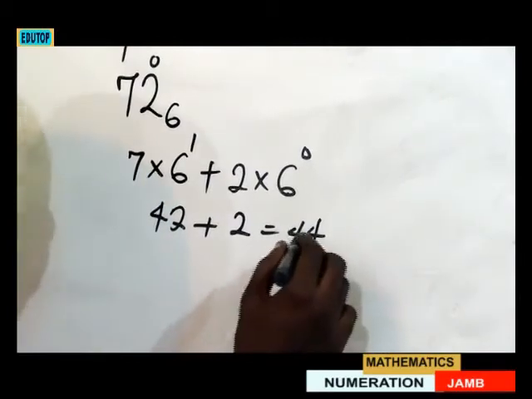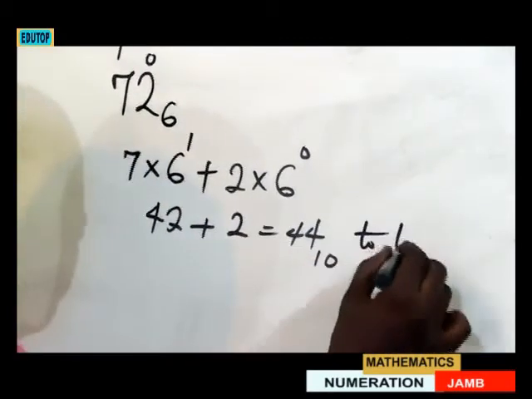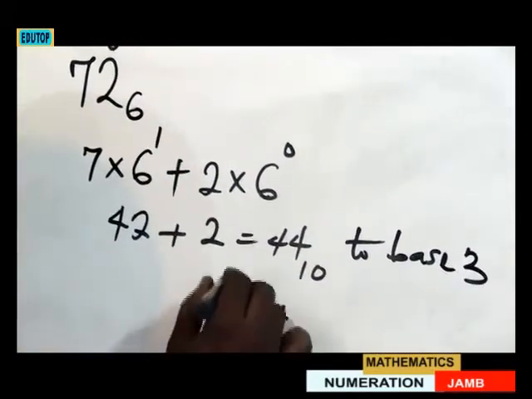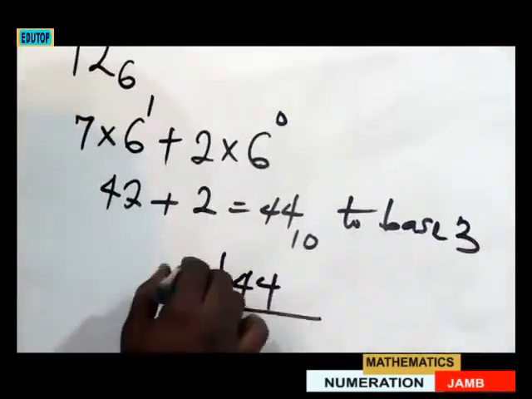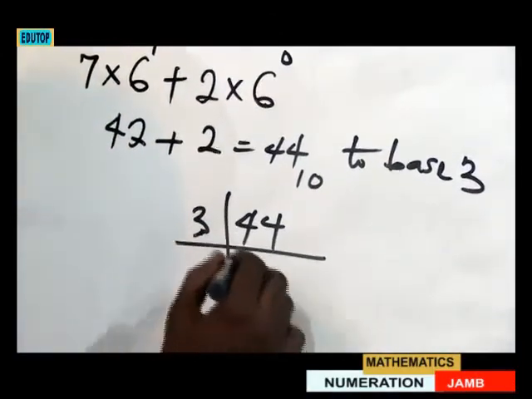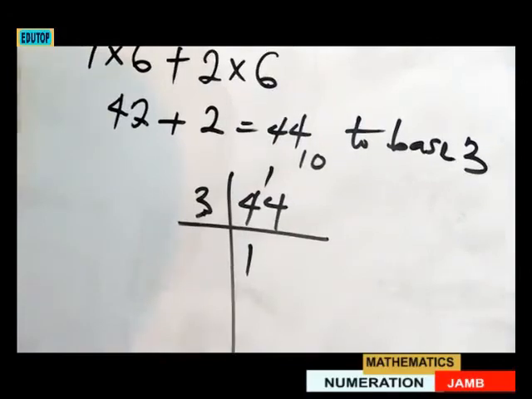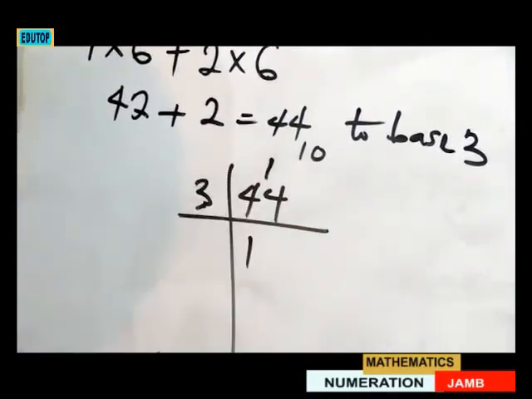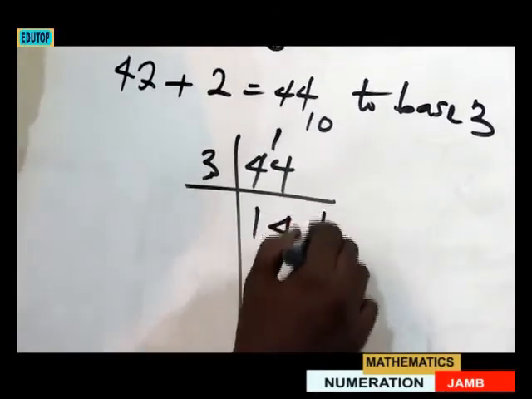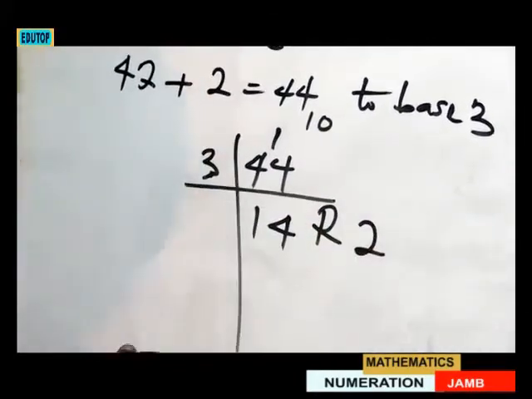So we can now convert this 44 base 10 to base 3. So how do we do that? We have 44 and we divide by the base of interest, which is 3. 3 in 4, 1. Remainder 1. Then 3 in 14, we have 4. Remainder 2, or that will be 12.